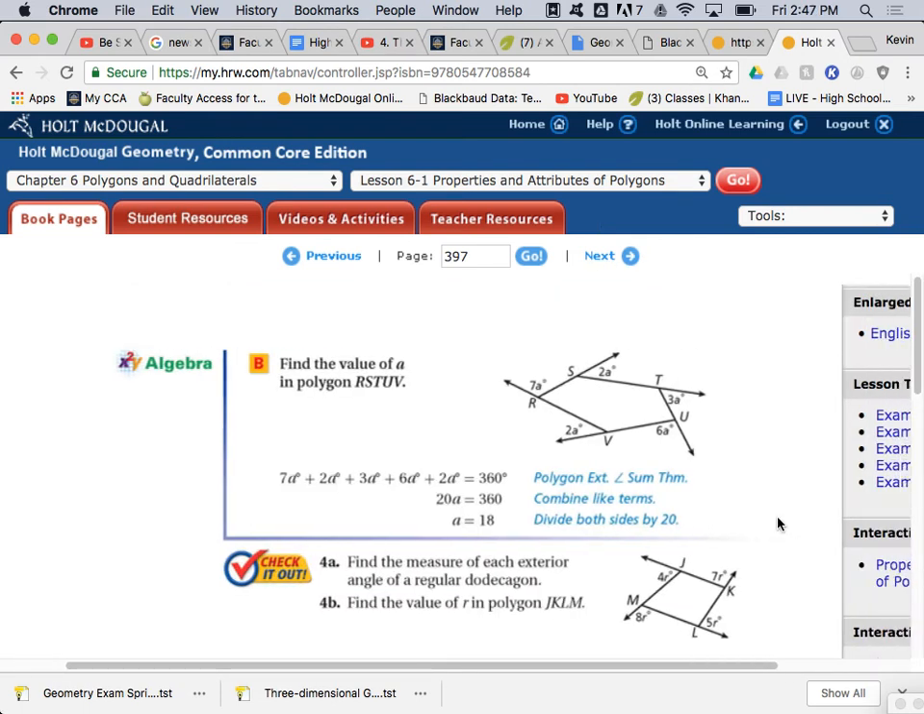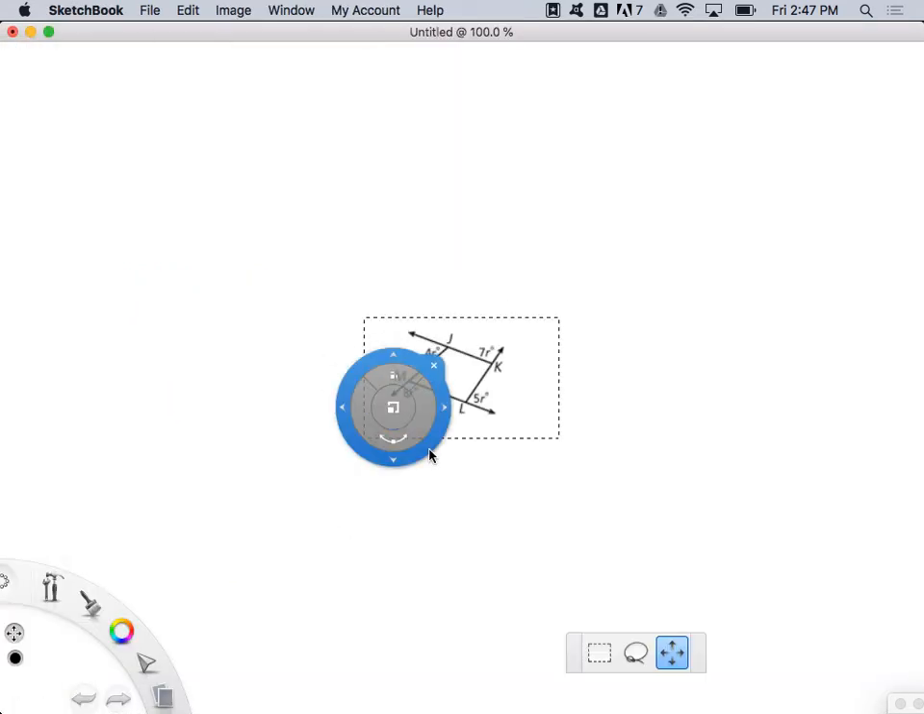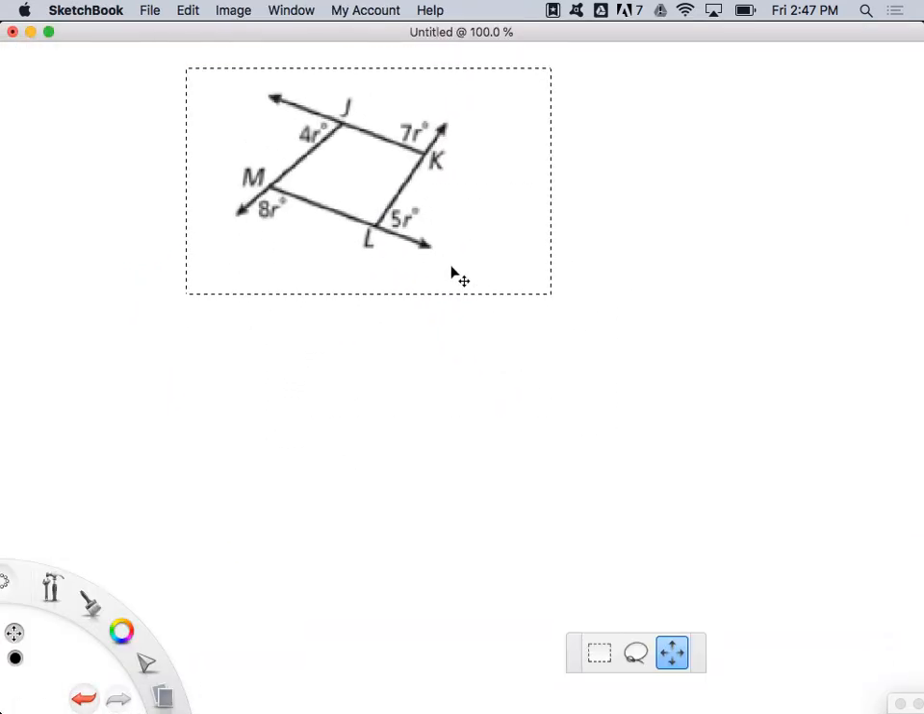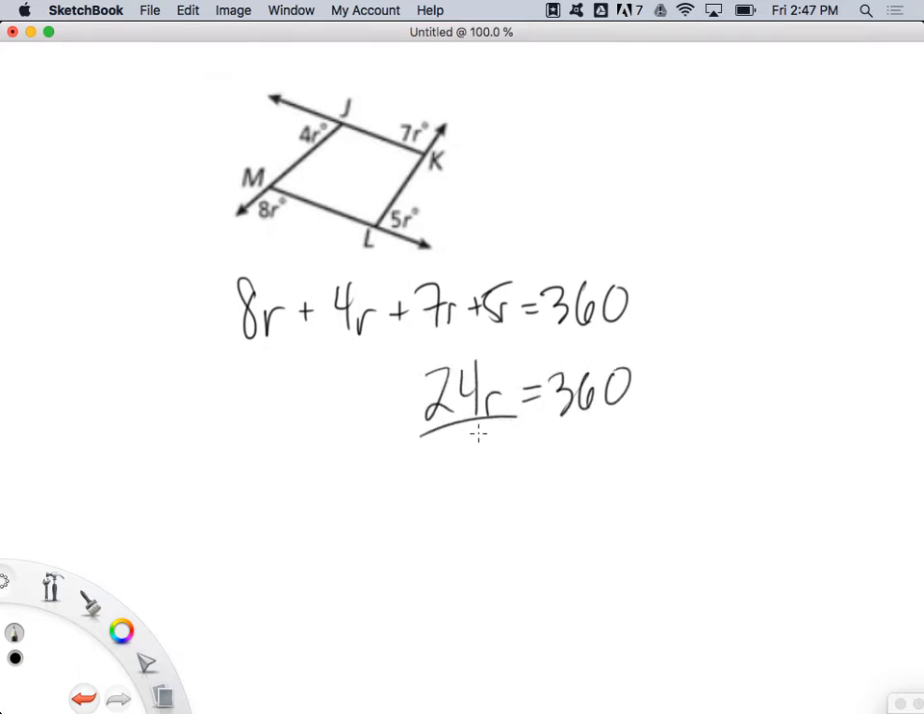Okay. Now, what about if I have something like this? Look at this example here. It says solve for r. How would I do it? What do I know that they all add up to? You guys paying attention? 360. Very good. So 8r plus 4r plus 7r plus 5r equals 360. 8 plus 4 is 12, plus 7 is 19, plus 5 is 24. So 24r equals 360. Divide by 24. I get r equals 15.